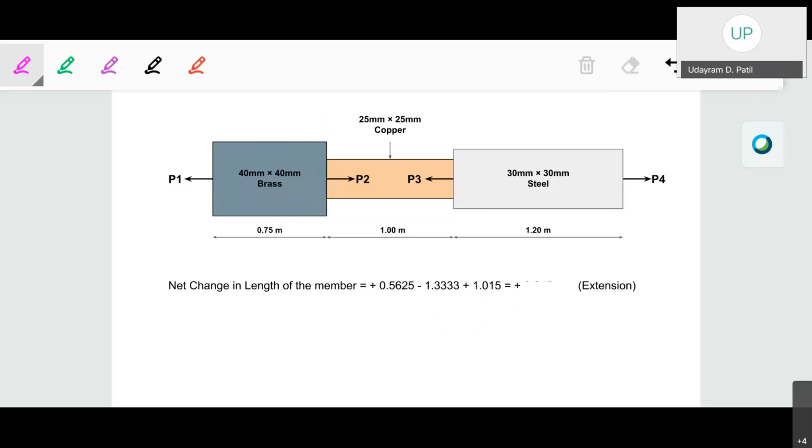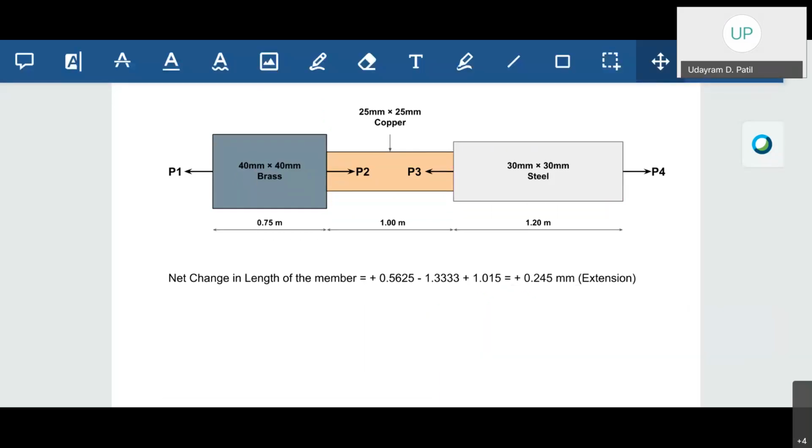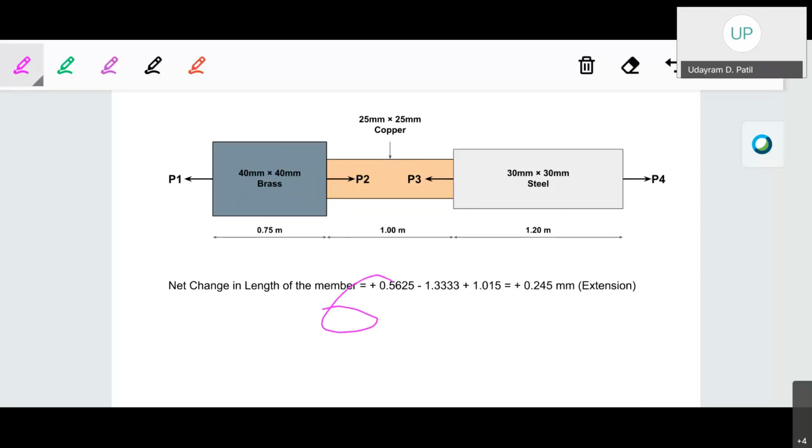That will give us the net elongation or the net extension of that particular member, that is 0.245 mm. Now, this type of numerical might be asked for 6 marks. Examples of this type are mostly asked for 6 marks. Mostly the number of sections will be 3, but sometimes you can have 4 or 5 sections also.